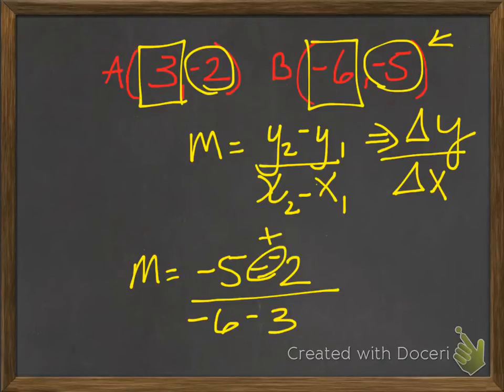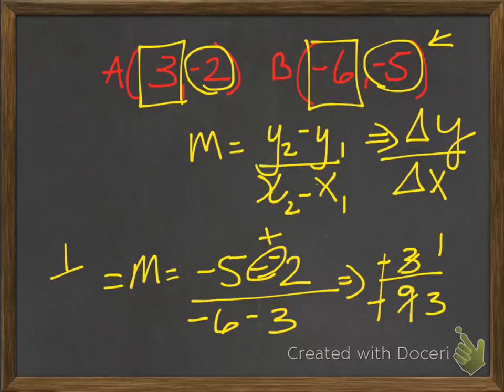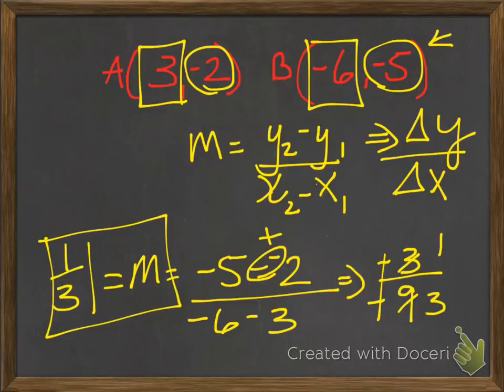Take care of your double signs. And you wind up with a negative 5 plus 2. That's a negative 3 over a negative 9. And that simplifies nicely to 1/3. So m is actually equal to 1/3 in this case. I don't know why I put that right there. Okay, m is equal to 1/3. Now, that's the proper way to find slope.